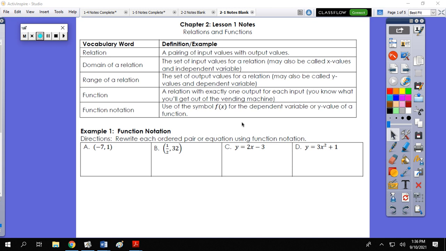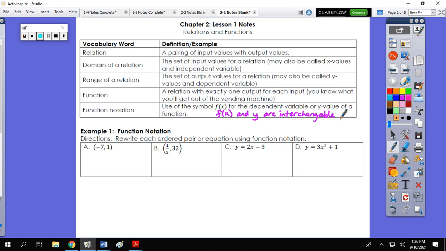And then finally, function notation. We should be somewhat familiar with this idea, the use of f of x as the dependent variable. In other words, f of x and y are the same thing. So when we see f of x, we should think that those are the same thing. They're interchangeable.